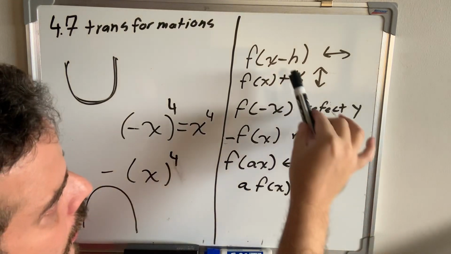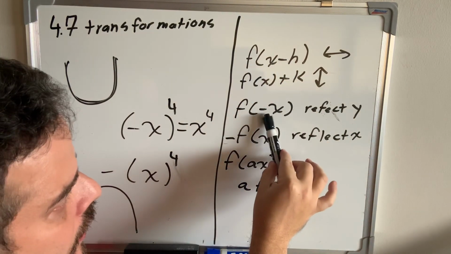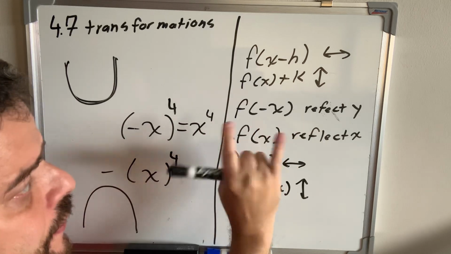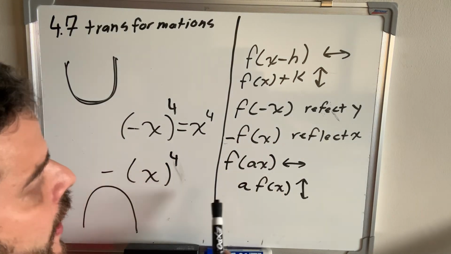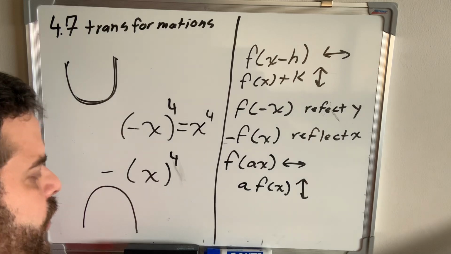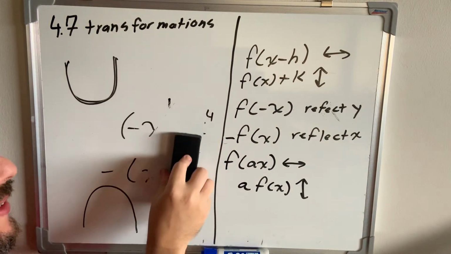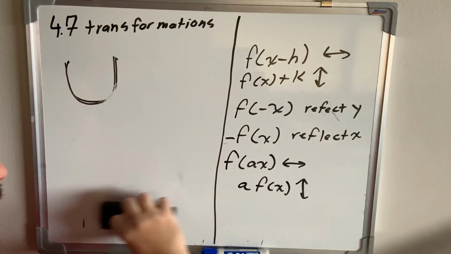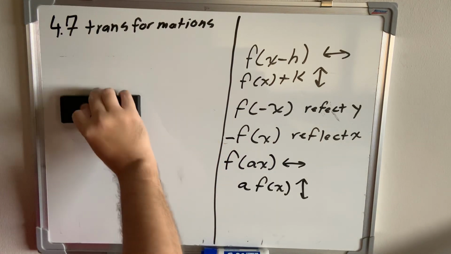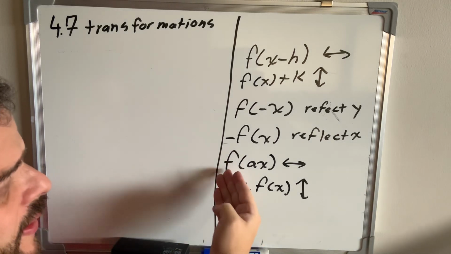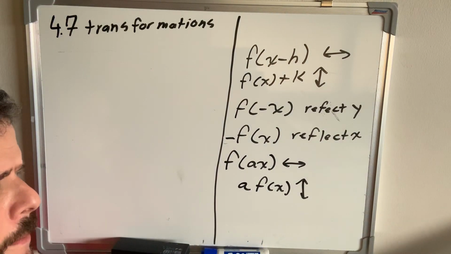So again, left or right, reflecting left or right or across, and as we'll see later, horizontal stretches and such. Now, again, that takes care of reflections across the x and reflections across the y. Let's look at these examples right now.